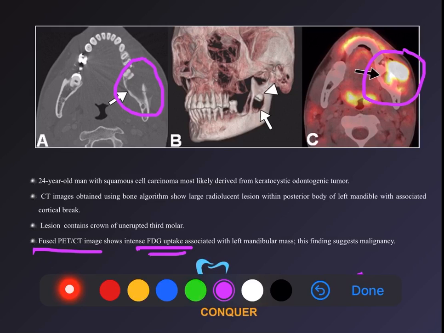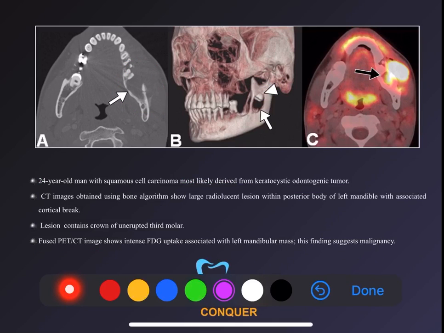And there is an impacted third molar. The lesion contains the crown of the impacted third molar. The diagnosis they have made is squamous cell carcinoma, most likely derived from a keratocystic odontogenic tumor. There is an impacted third molar and complete destruction of the bone here, and the PET CT has shown increased FDG uptake, right?